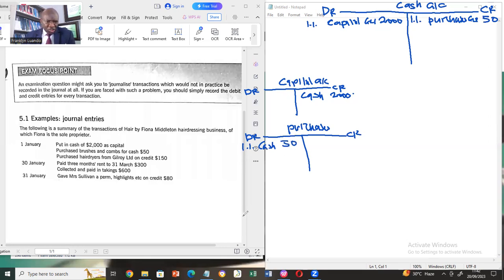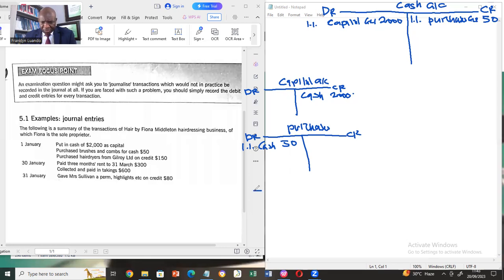And then on the same date, purchased hair dryers from J Limited on credit. Now you need to understand credit transactions are not entered in the cash book. But here we are buying the hair dryers, which are machines. Is that okay? Those are non-current assets. Please refer to the first series of the videos on the double entry concept and common terms used in accounting.